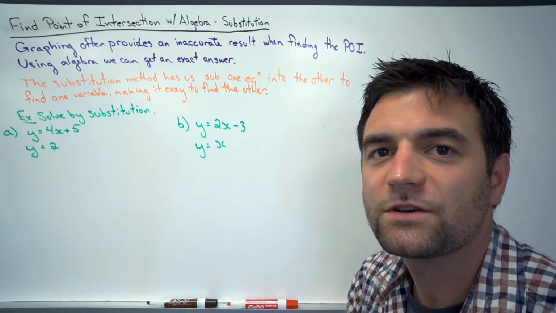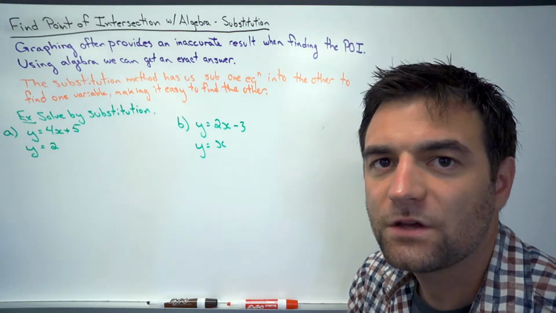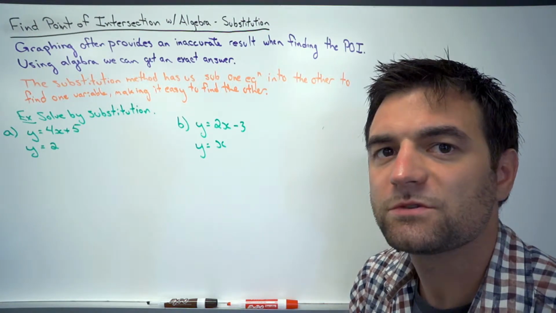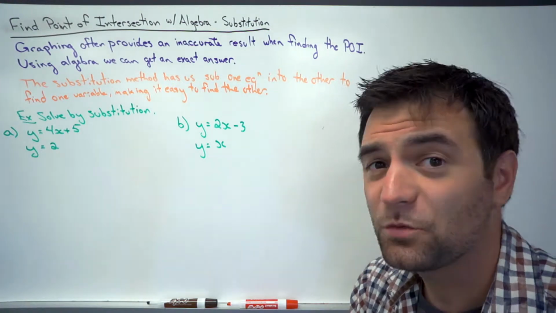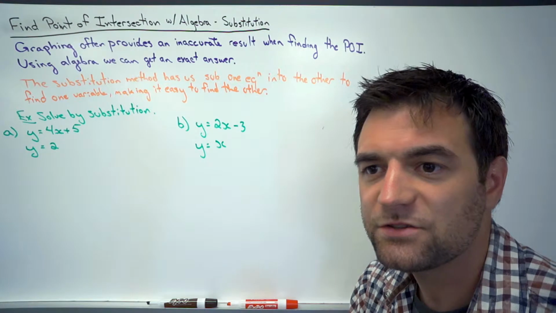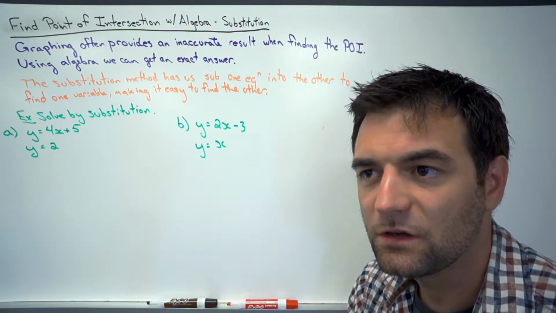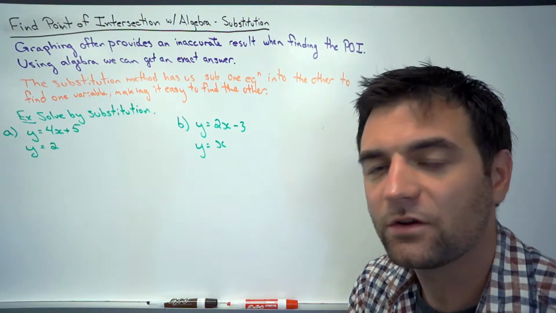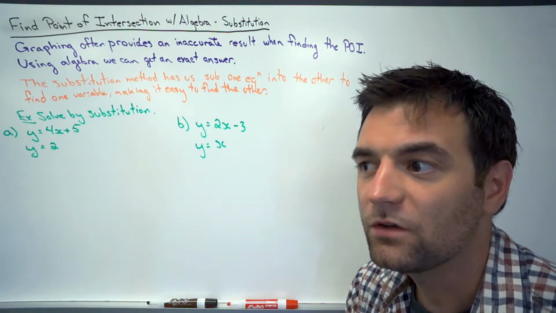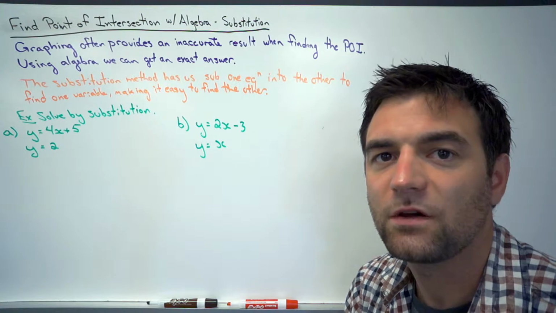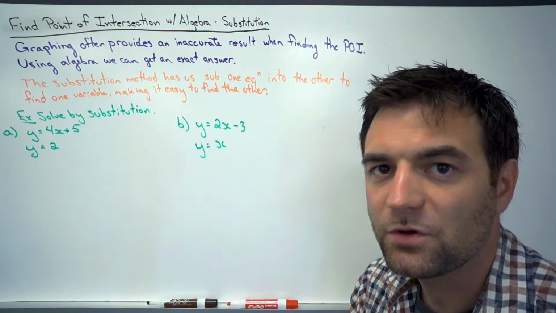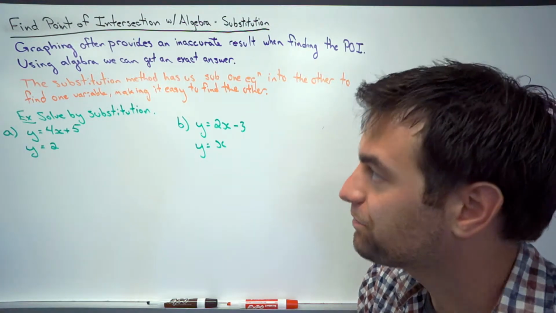We're going to look at finding the point of intersection of two lines using algebra. In this case specifically, the method of substitution. When we graph two lines and find the point of intersection, the result can be inaccurate. If your lines aren't perfect, they could be just a little bit off, and depending on your graph and the scale of your equations, you could be off by a lot. So we like to use algebra because we can get exact answers with algebra.